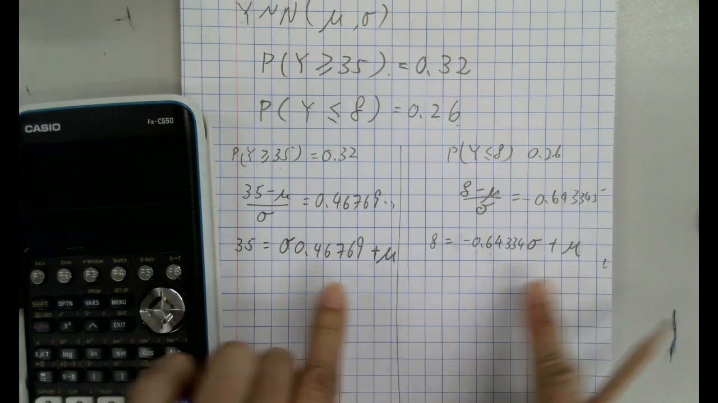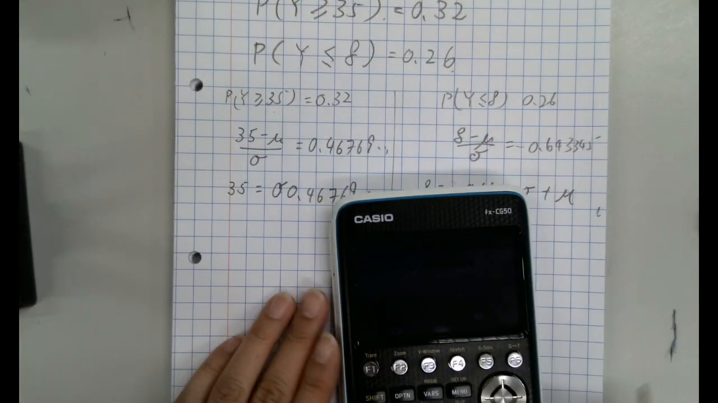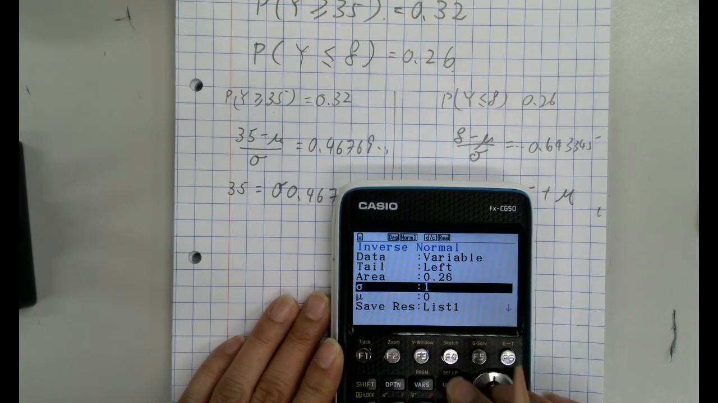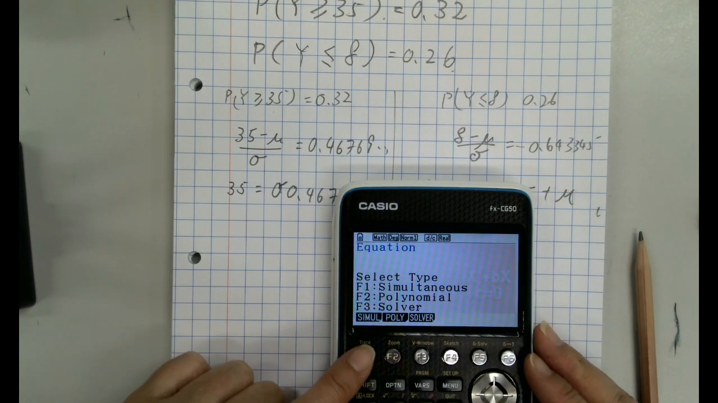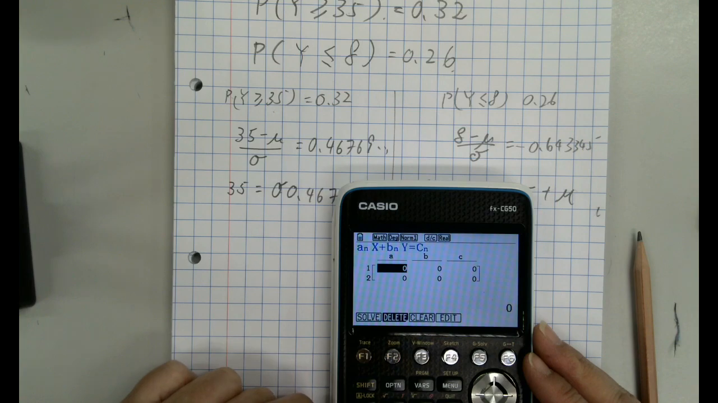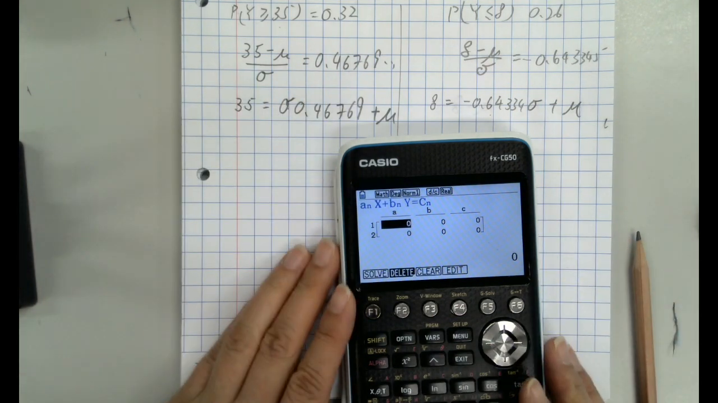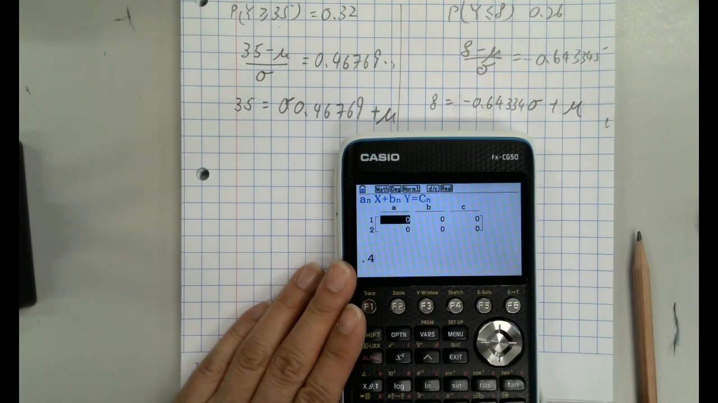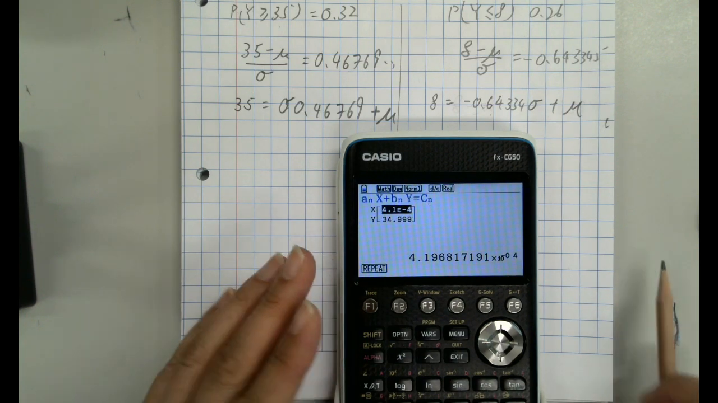So I have two values, two unknowns. I have used the calculator, so it's a calculator paper. We will use simultaneous equation. So manually, you go to equation, simultaneous equation F1, two equations. I just key in the numbers, x, y, and the value. So xy value, pretty straightforward. 0.46769, 1 for mean and equals 35. And then I have negative 0.64334, mean is 1. And then we have 8. The calculator will give you the answer.